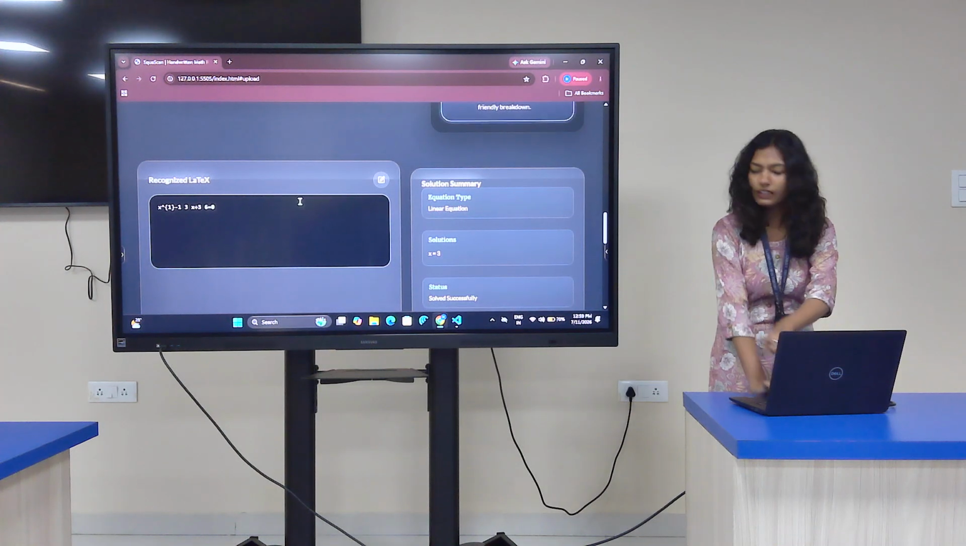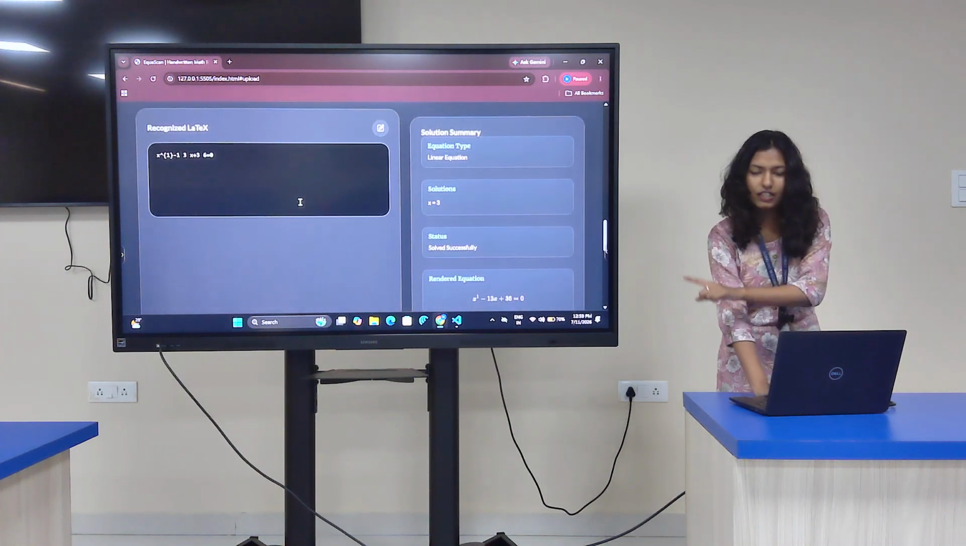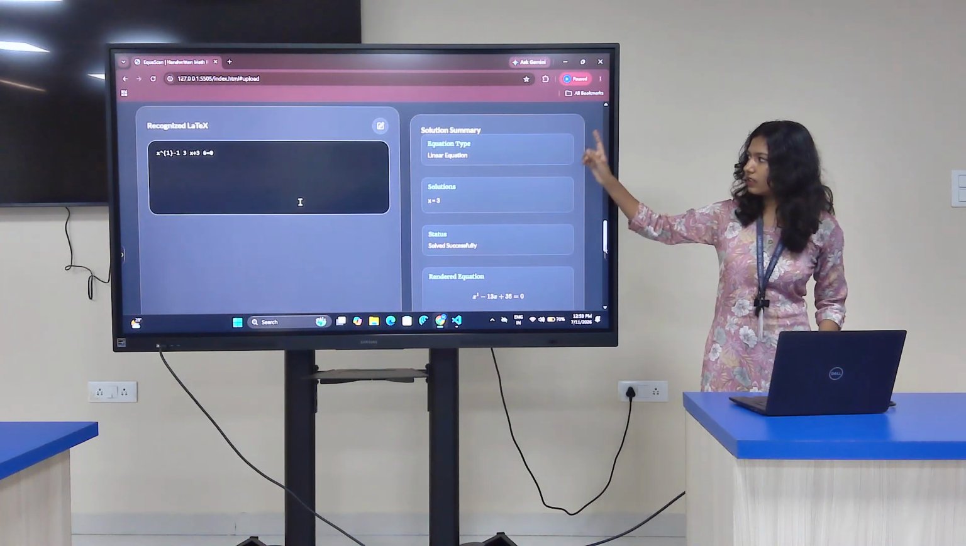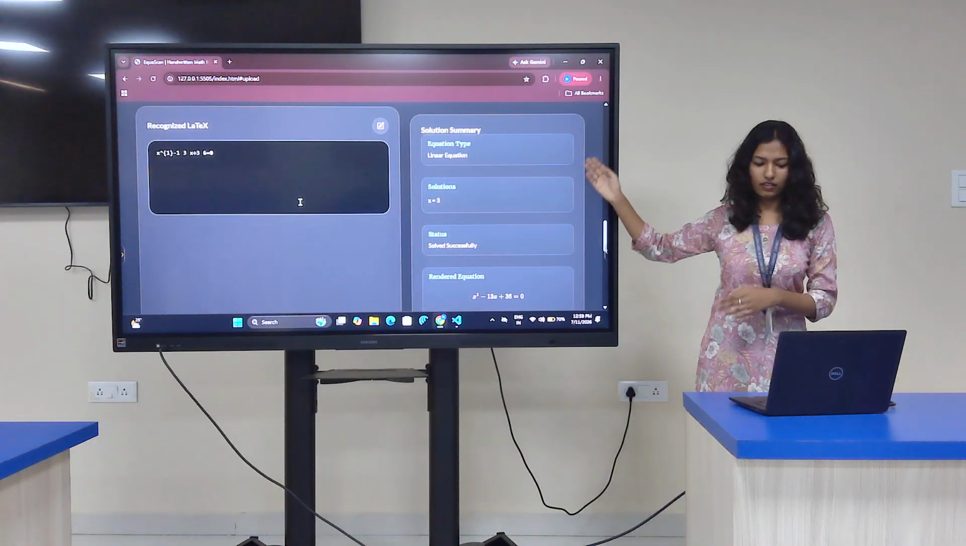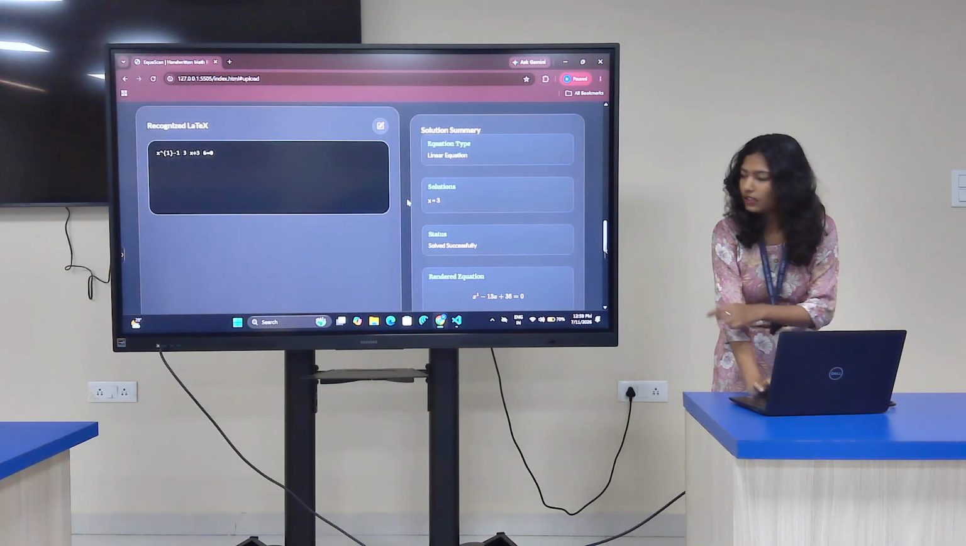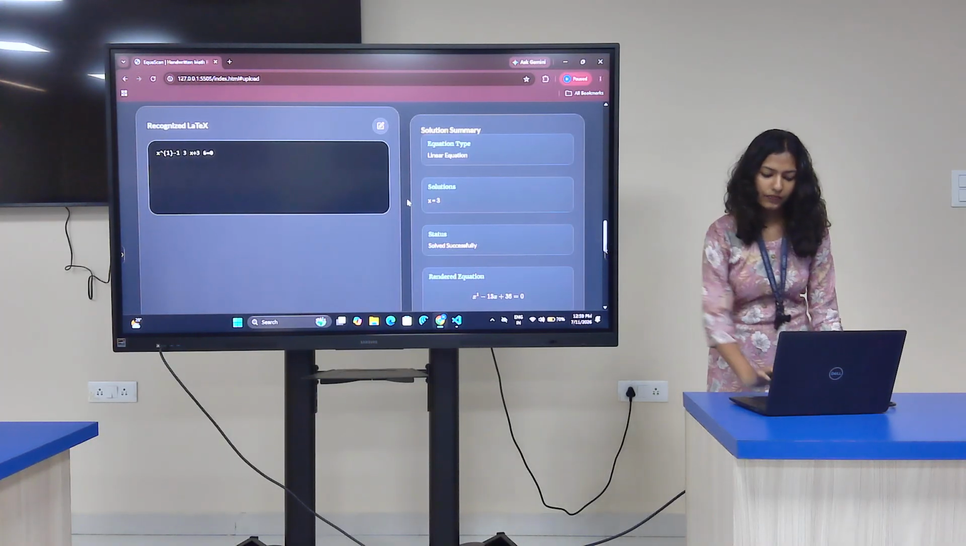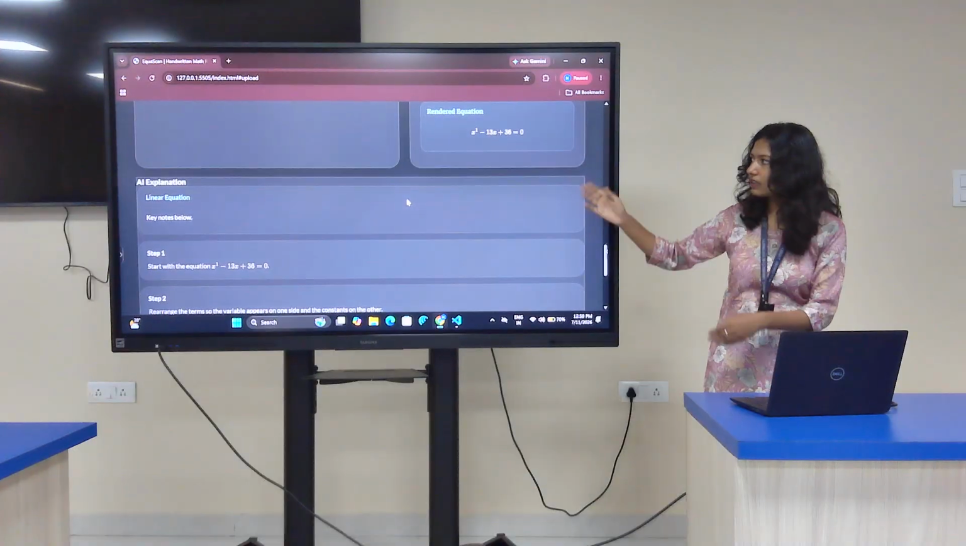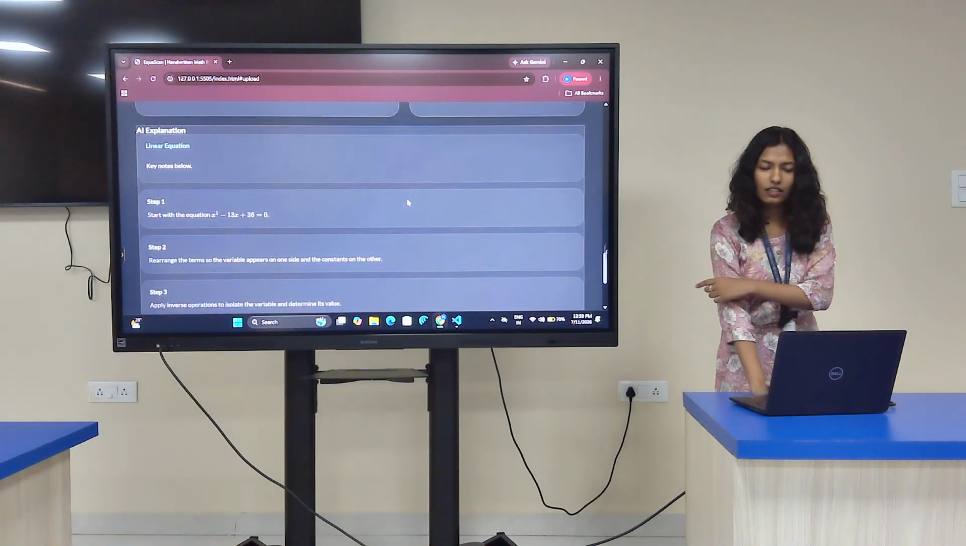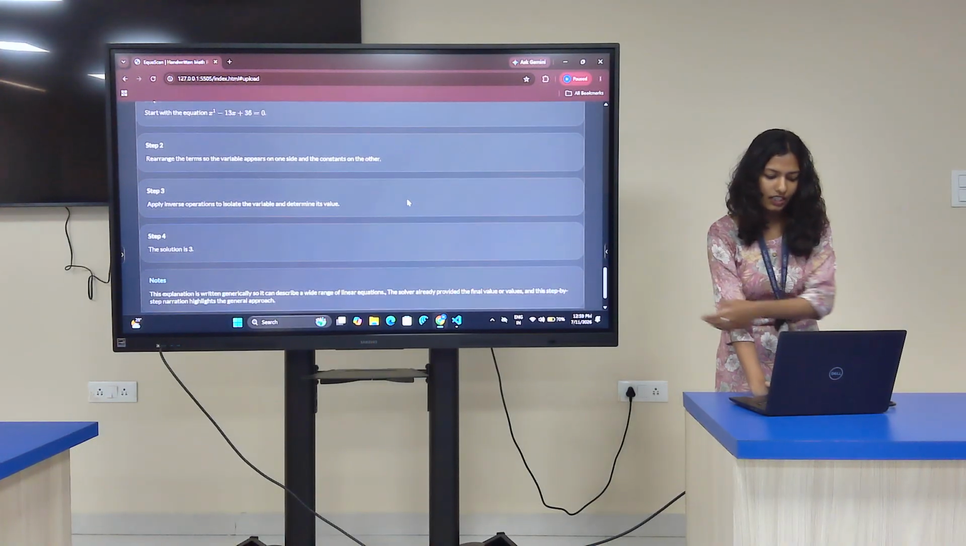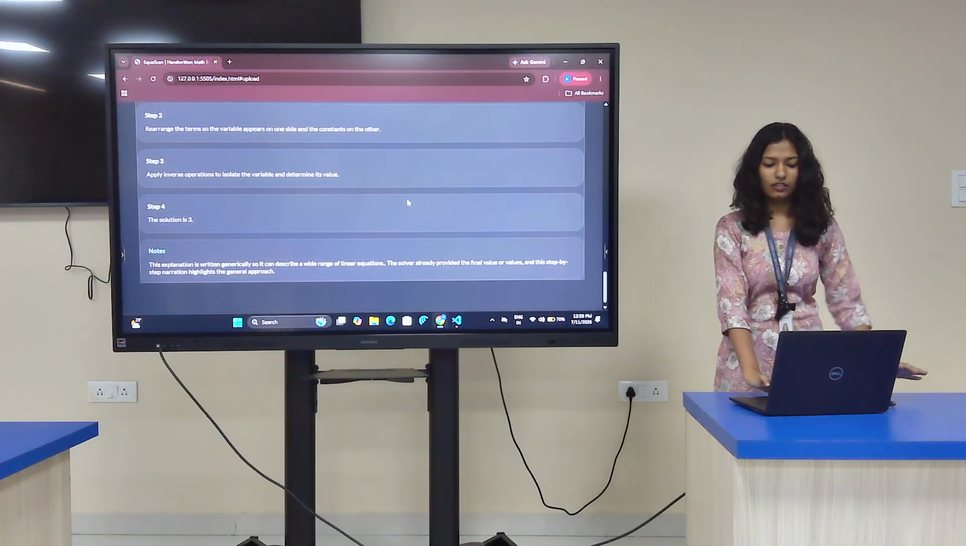After rerunning, you can notice that the solution summary has also changed. Now it has shifted from a quadratic equation to a linear equation, and the solution is also generated. In the same way, the steps have also changed. So accordingly, we have different steps, solution, and different notes.